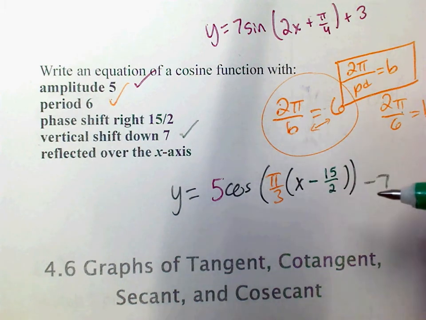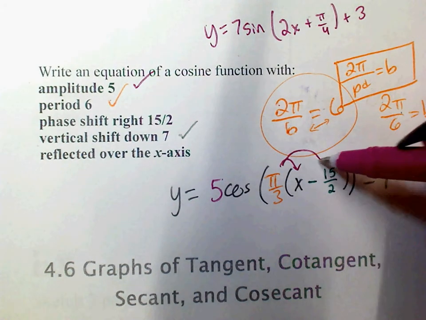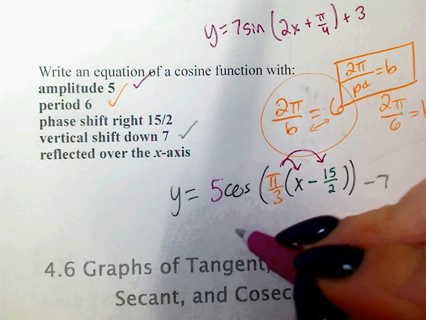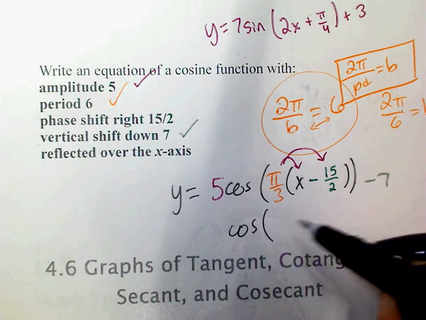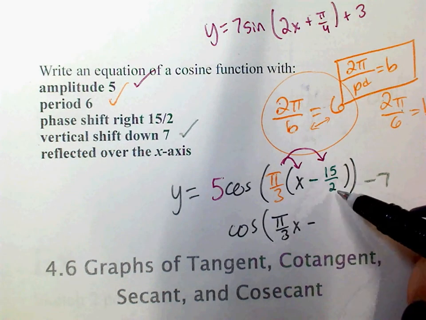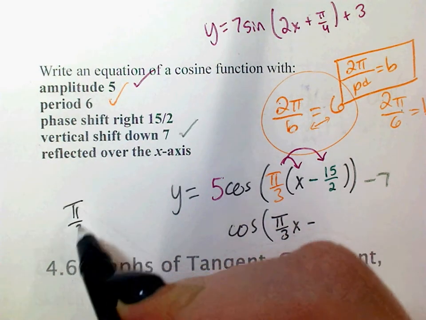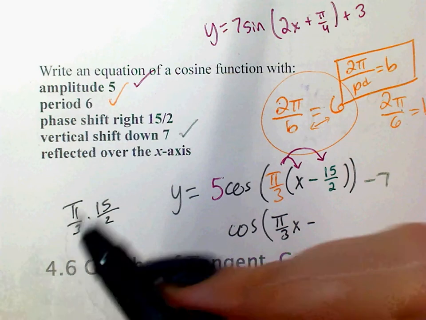Guys, where's she getting 5 pi over 2 from? When you distribute that, that would be cosine, obviously with the 5, I'll get there in a second, pi over 3x minus pi over 3 times 15 over 2. Pi over 3 times 15 over 2. 15 divided by 3 is 5, so 5 pi over 2. Cool?